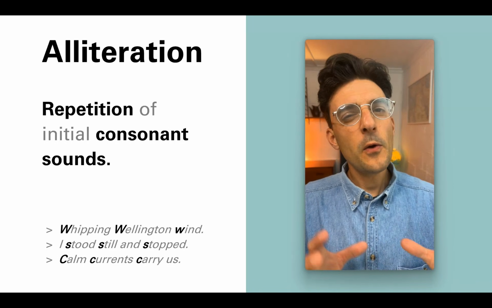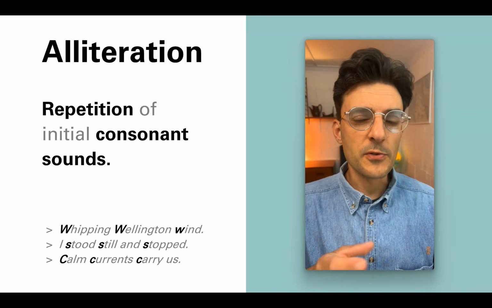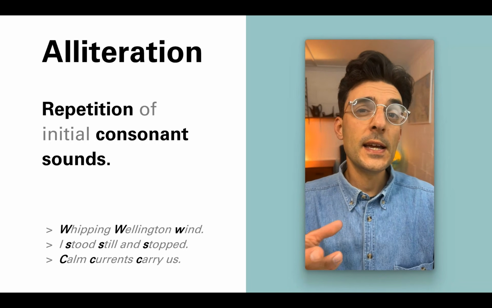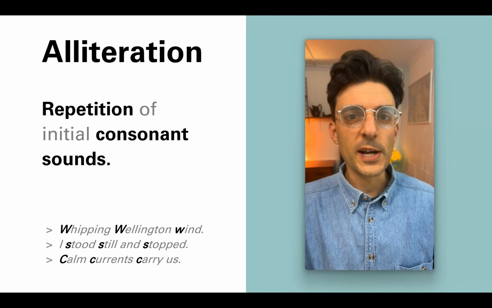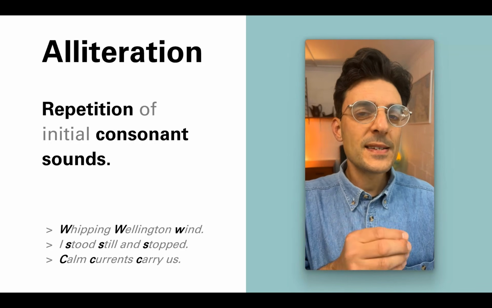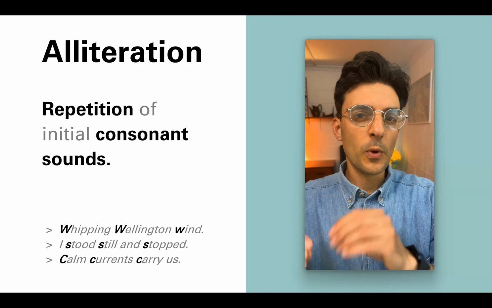Right. So now we move into some techniques or language features that relate to sound and the way in which we might say things and hear things, particularly in forms of writing like poetry. And I'm going to start with alliteration. What is alliteration? Well, it's basically the repetition of the initial consonant sounds within a word.